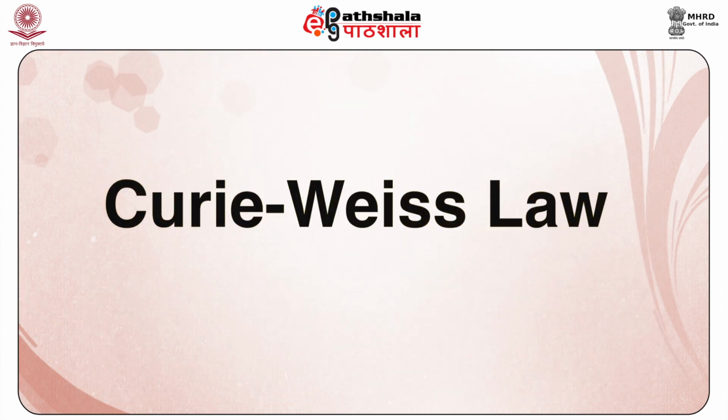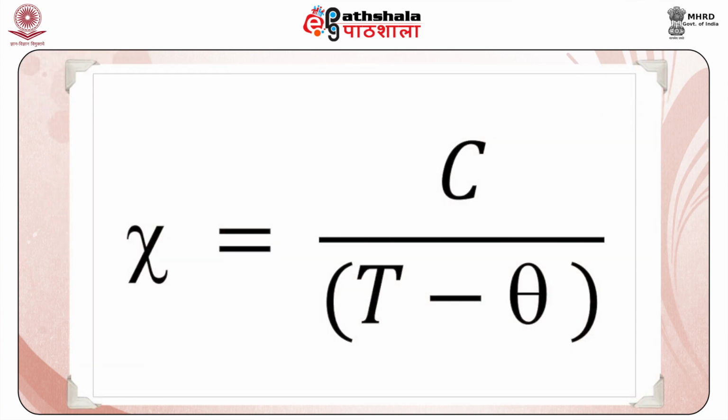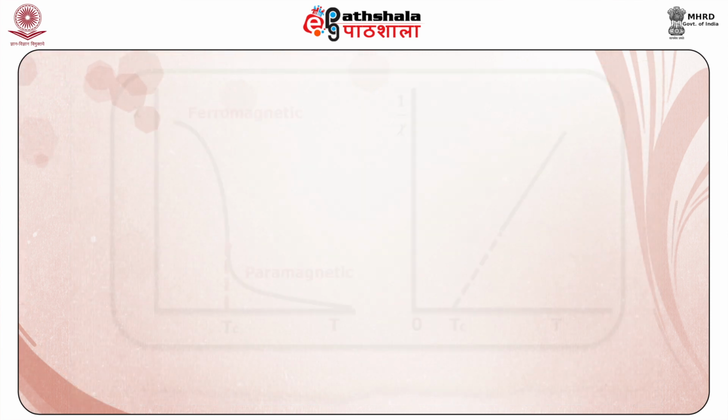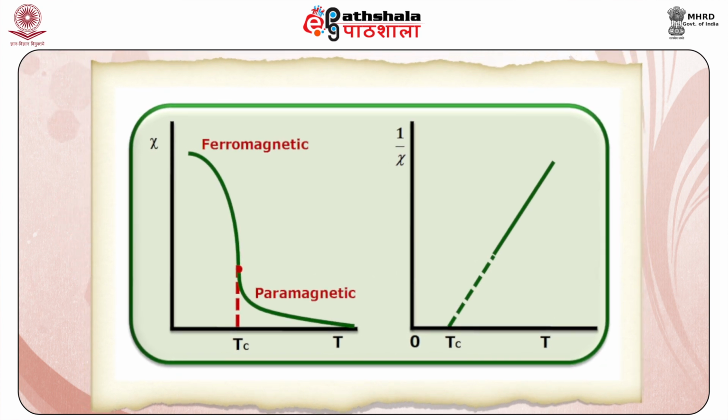Curie-Weiss law. For such systems, Weiss obtained the following expression theoretically by considering mutual interaction of the elementary magnets or molecular magnetic fields. Chi equals C upon T minus theta. This relation is termed the Curie-Weiss law, where theta is referred to as the molecular field constant or Weiss constant, and C is called Curie's constant.